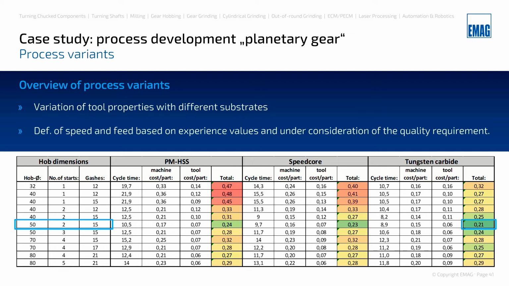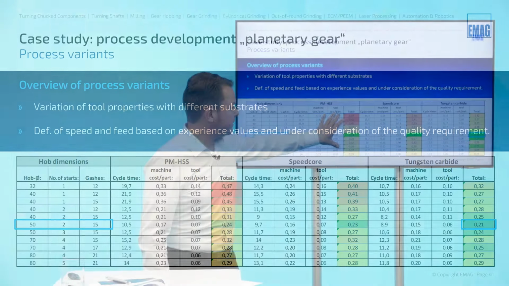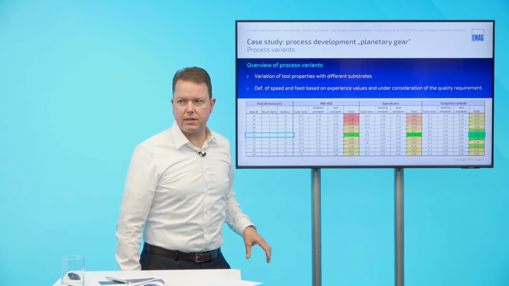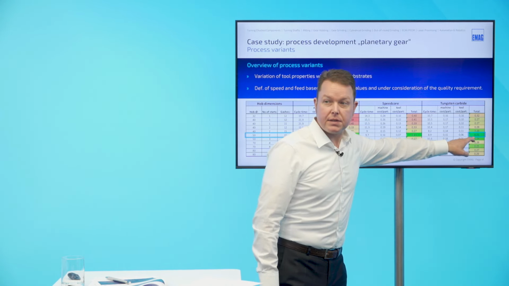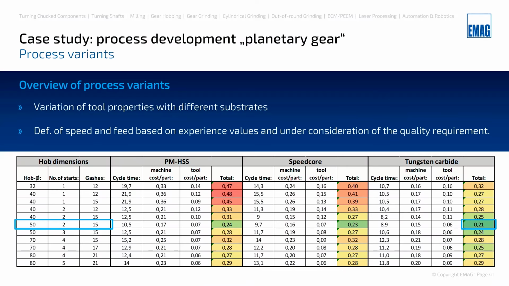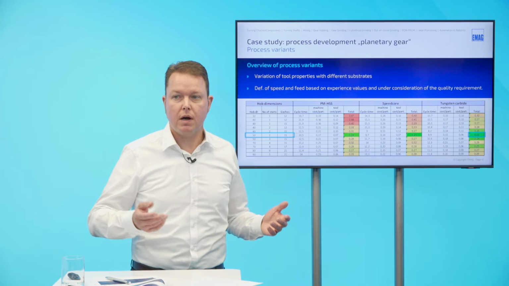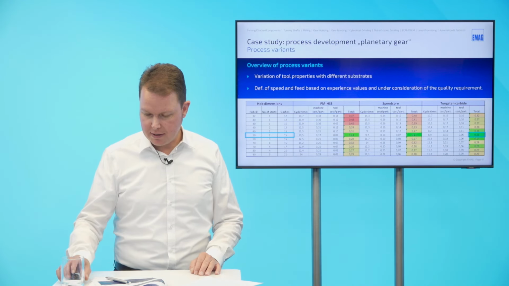And we take a look at the total cost of the process, and there is one process that is a little bit outstanding. This is the process with the tungsten carbide cutter, 21 cent, consisting of 6 cents for tool cost and 15 cents for machine cost. And this is this hob macro geometry. It's diameter 50, 2 starts, and 15 gashes. So obviously this is the most efficient one for machining our planetary gear.